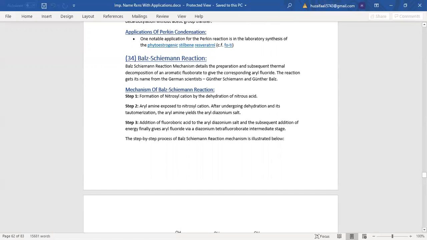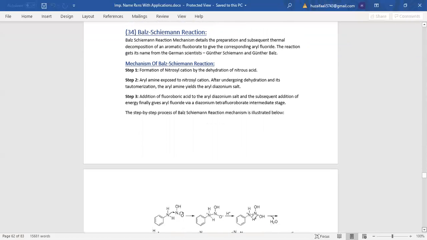Balz-Schiemann reaction mechanism details the preparation and subsequent thermal decomposition of an aromatic diazonium tetrafluoroborate to give the corresponding aryl fluoride. The reaction gets its name from the German scientists Günther Schiemann and Günther Balz. Mechanism of Balz-Schiemann reaction.